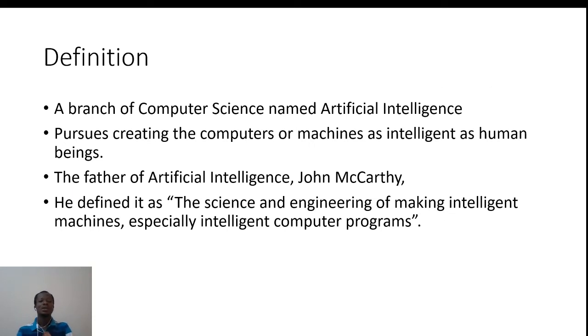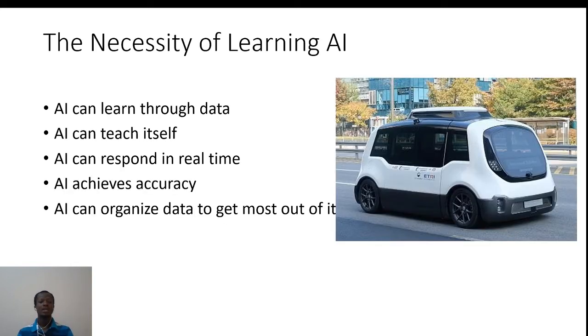So what is the definition of artificial intelligence? It's a branch of computer science. It pursues creating computers and machines as intelligent as human beings. In other words, they can work on their own. Think about robots. The father of artificial intelligence is known as John McCarthy. It's important to know because he started publishing officially and made us all aware of the term artificial intelligence. He defined it as the science and engineering of making intelligent machines, especially intelligent computer programs.